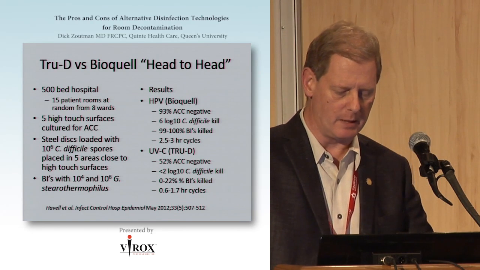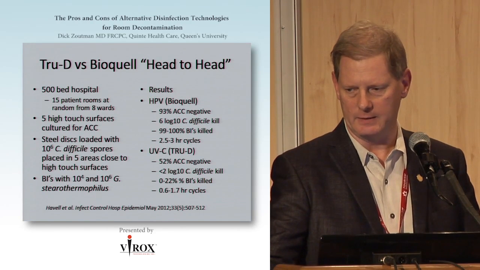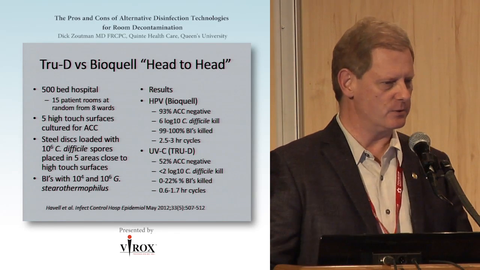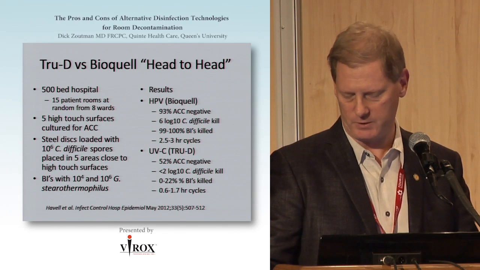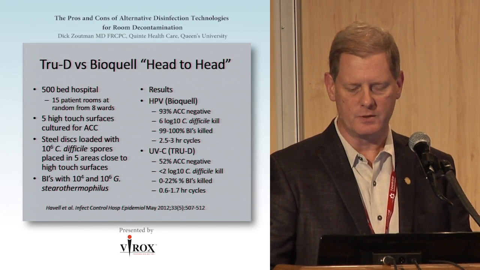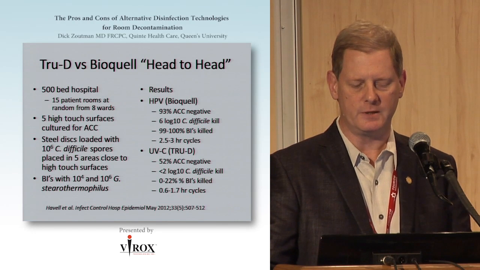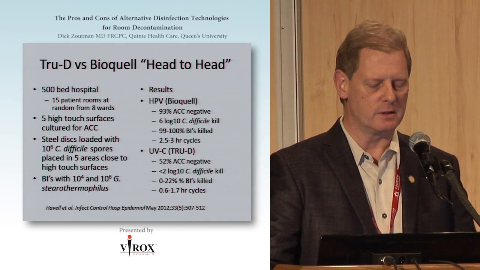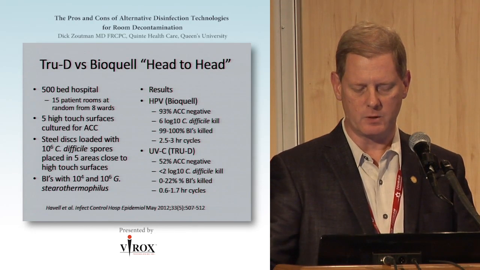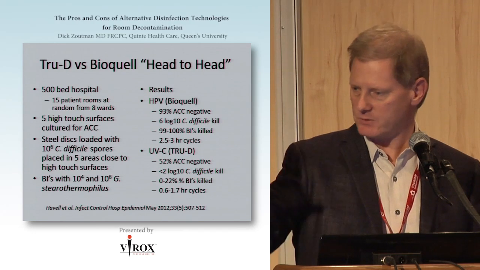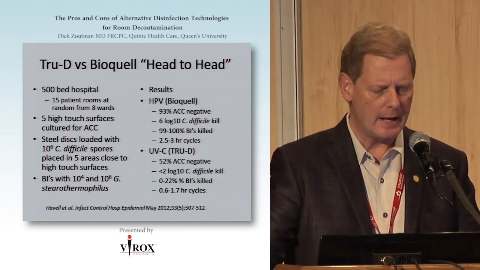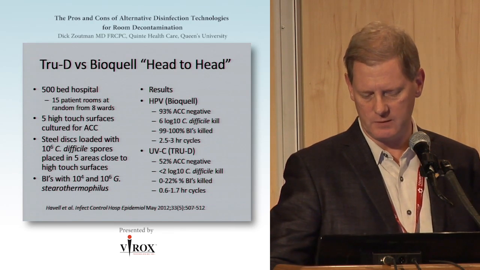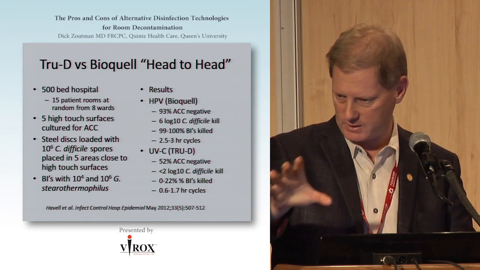This is an interesting paper published just in May by Havel and others, and this is kind of a head-to-head, and we all like those kind of studies, you know, who's going to win out. Tru-D, which is the ultraviolet light UVC system, versus Bioquell, in a 500-bed hospital, 15 patient rooms selected more or less at random over 8 wards, looking at 5 high-touch surfaces, all the ones that you would think were important. They looked at the aerobic colony counts on those surfaces, how many bacteria hanging on there, and they loaded steel discs into those selected areas as well with 1 million, 10 to the 6th, C. difficile spores placed in those high-touch areas.